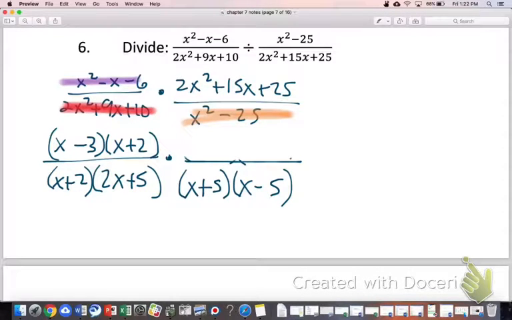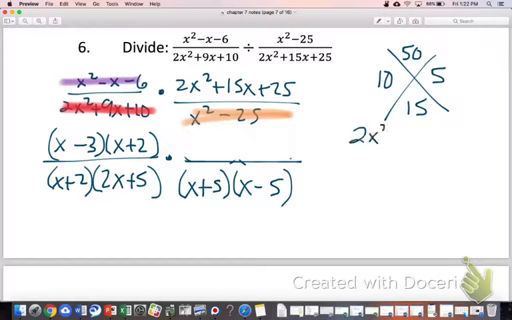So with that one, my AC would be 2 times 25, which is 50. My B is 15. So what numbers work? Okay, let's think this through. There's really not that many numbers that multiply to be 50. Like 1 times 50, but when you add those up, what do you get? 10 and 5. 10 and 5 is right. Thank you. So then when we split the B up, we get 2x squared plus 10x plus 5x plus 25.